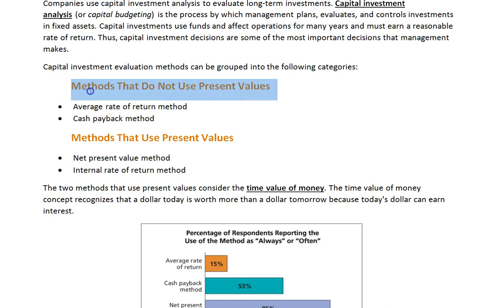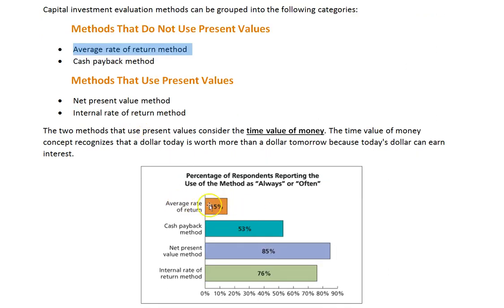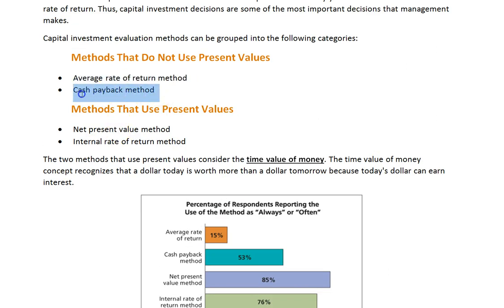The first 2 are methods that do not use present value, and that's going to be a major weakness of these first 2 methods. They do not use present value concepts, which are very relevant. The first, average rate of return, we're going to see is the weakest method. Cash payback, we're going to see is a simple method, very simple to calculate. It's used more often, as we can see down here.